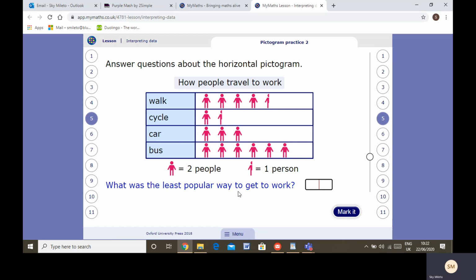What's the least popular way to get to work? Now we don't have to count these, we can just find the shortest column and we can see that cycling is the least popular. So I type in cycle.